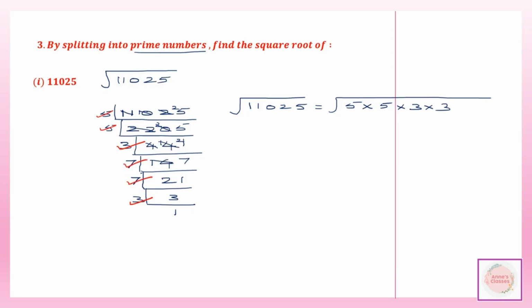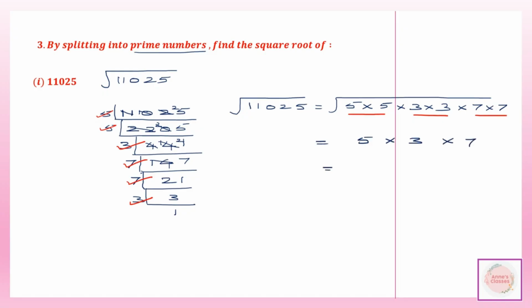Now what is the next one? 7 and 7. So we have again 2 sevens. So let's put the 7s together. Now suppose you had only one left. If there was a number without a pair, that means this number is not a perfect square. But here it's a perfect square because there are pairs everywhere. So now let's continue. Here we're going to take one from each pair. So this is one pair, this is one pair, this is one pair. So this is going to be 5 into 3 into 7.